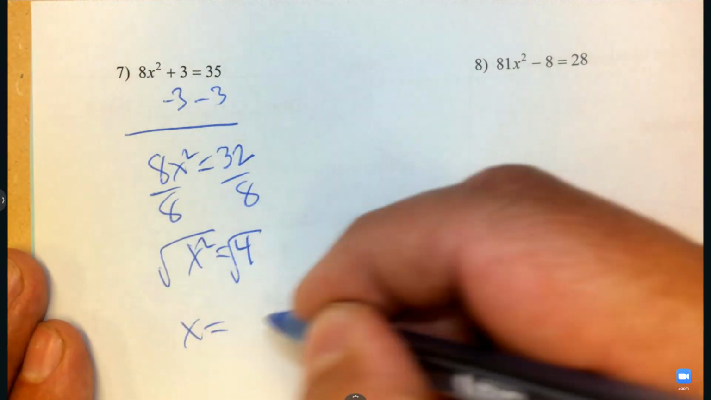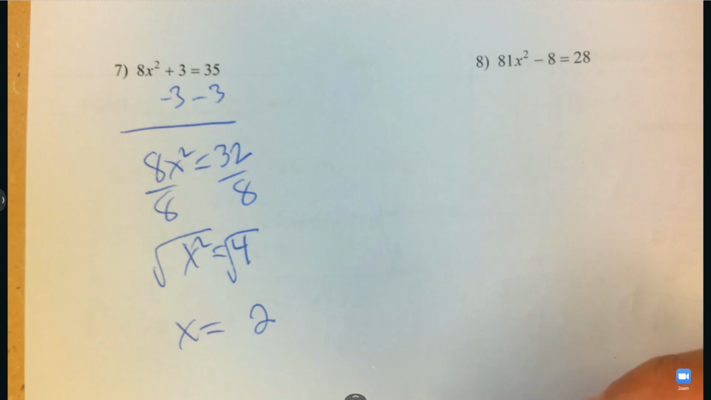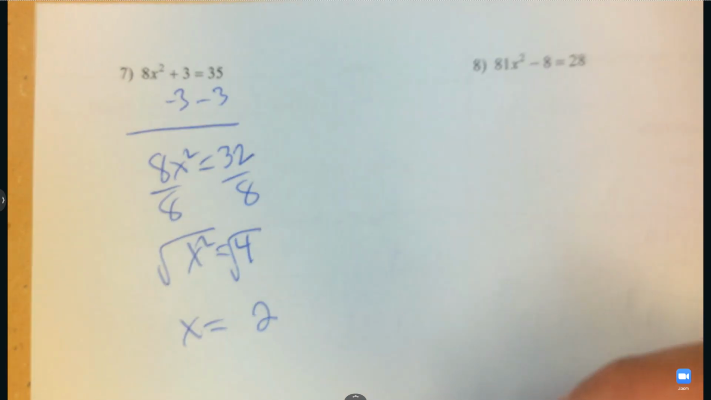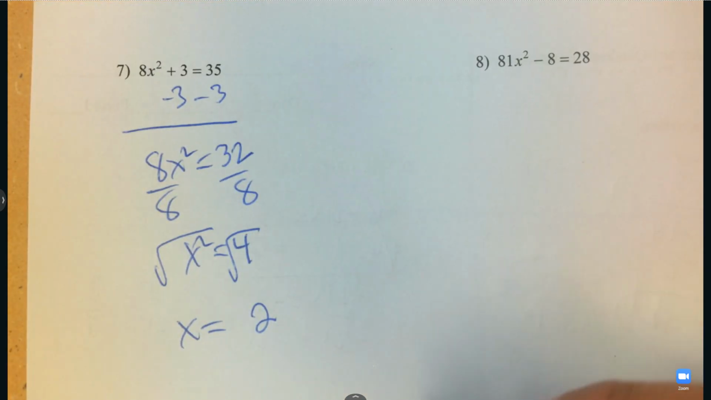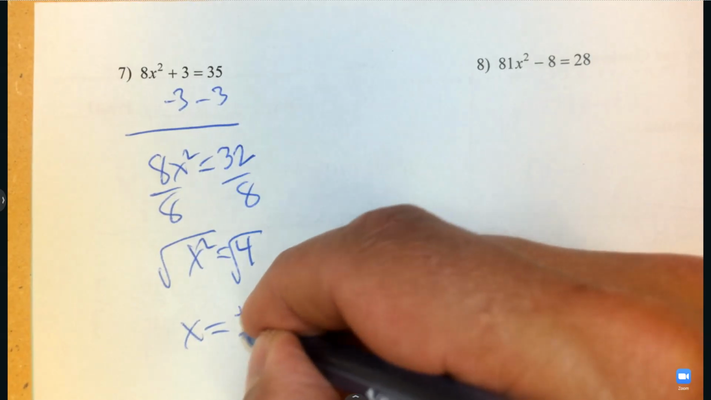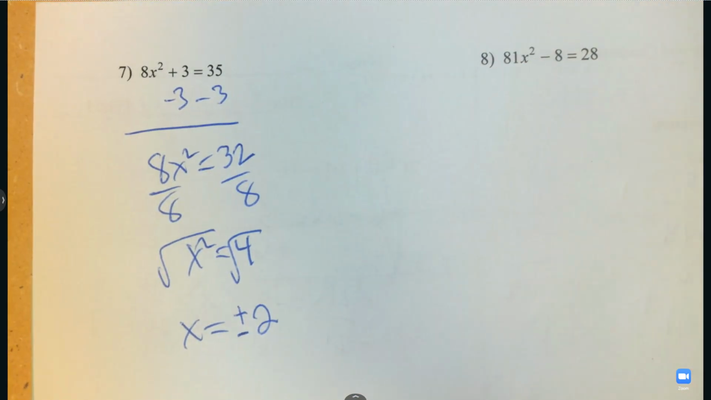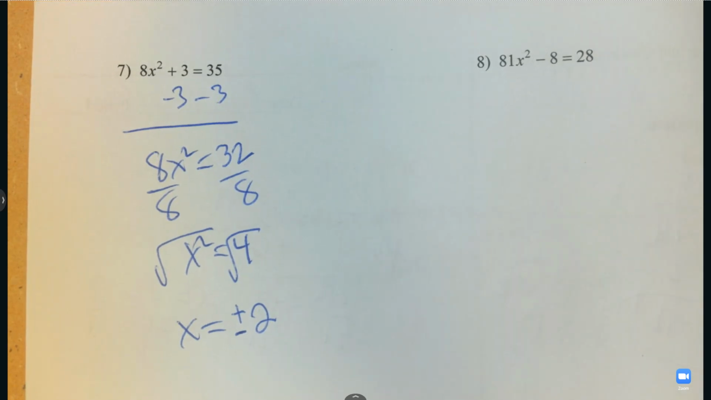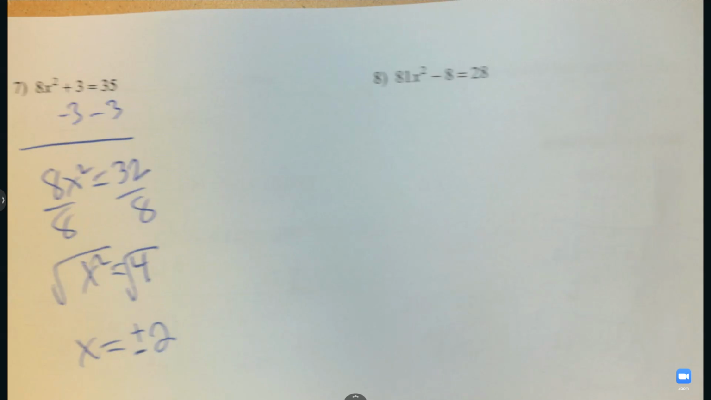So what number times itself is 4? But when you solve a quadratic, the answer could be positive or the answer could be negative. Why is that? Because positive 2 times positive 2 is 4. Negative 2 times negative 2 is also 4. So 2 possibilities.